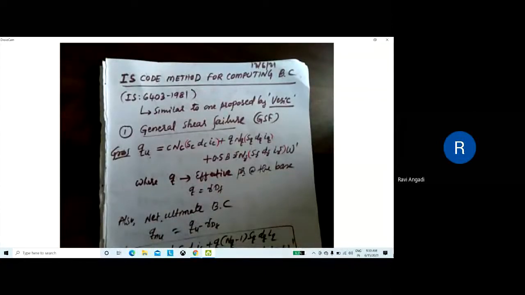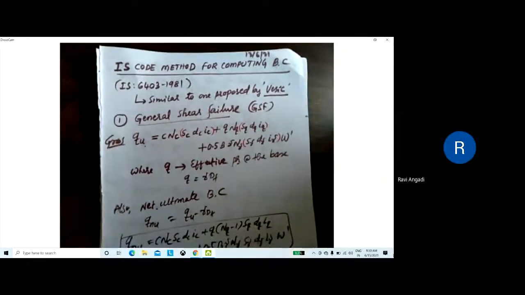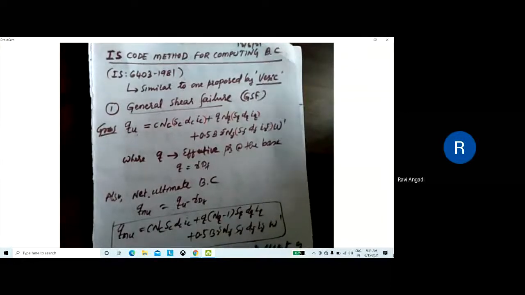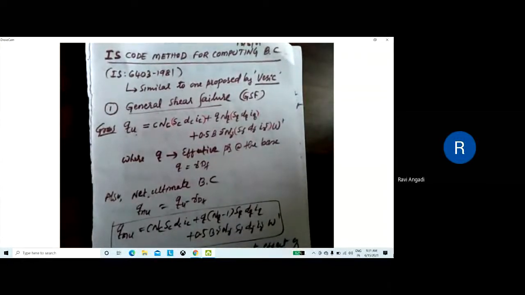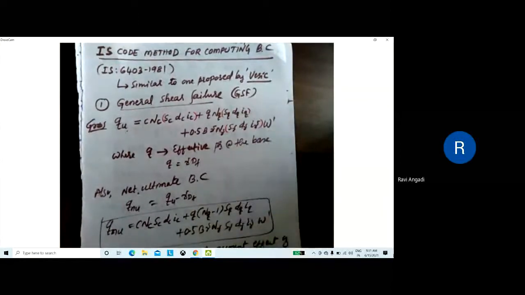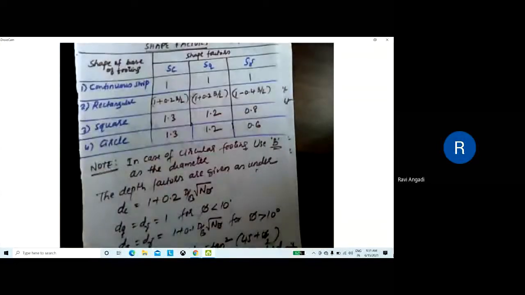We also discussed the IS code method of computing the bearing capacity. It is similar to the one proposed by Vesic, and some terms are introduced in calculating the bearing capacity for general shear failure as per the IS code method, and those are depth factors, shape factors, and one more is what? Inclination factors. So three factors are introduced, as well as the effect of water table. The term W dash is also introduced.